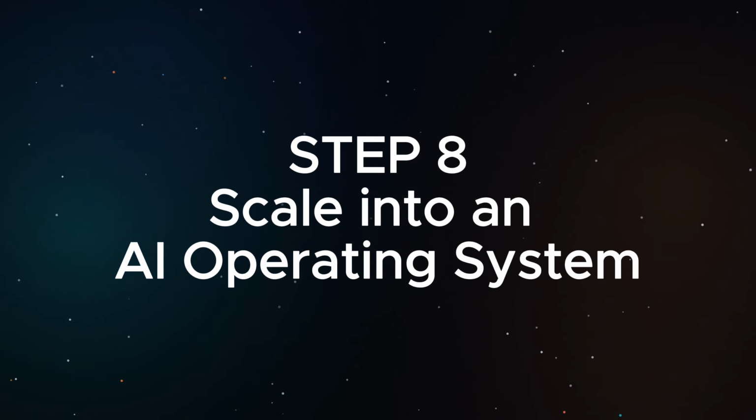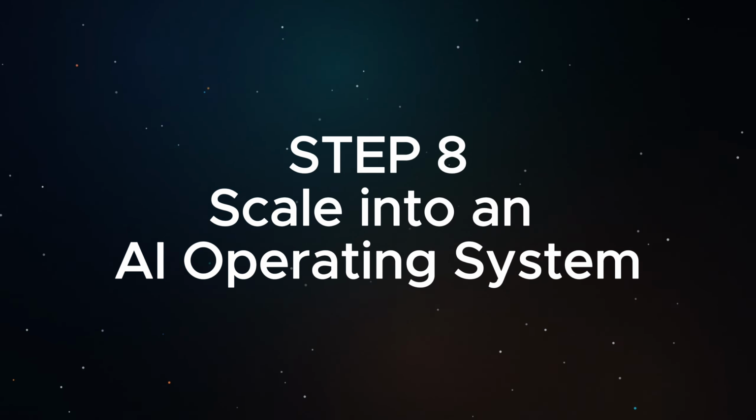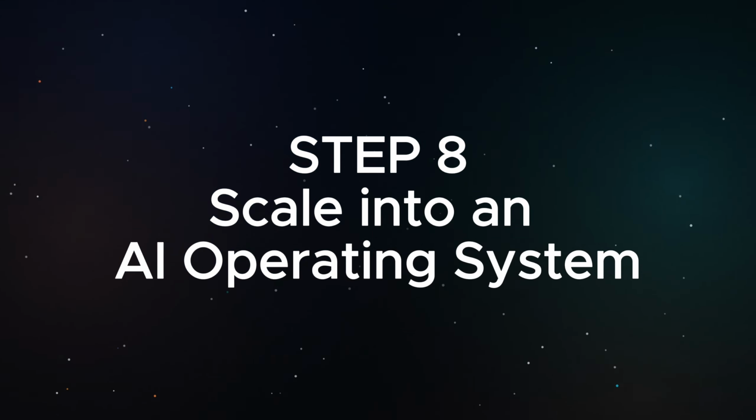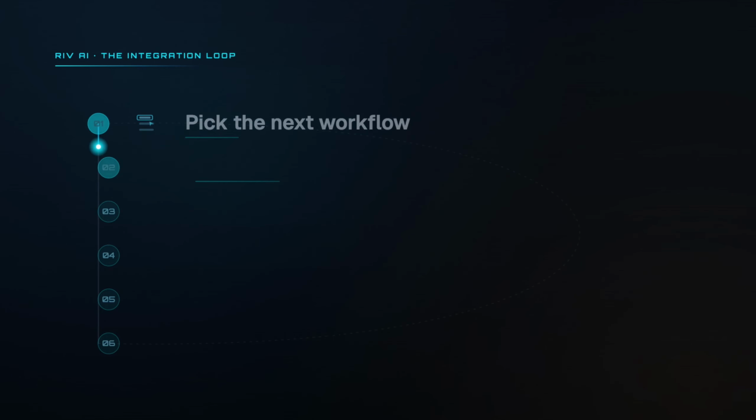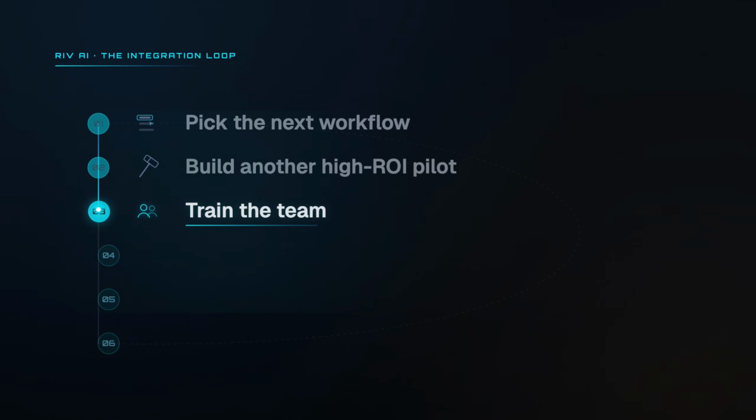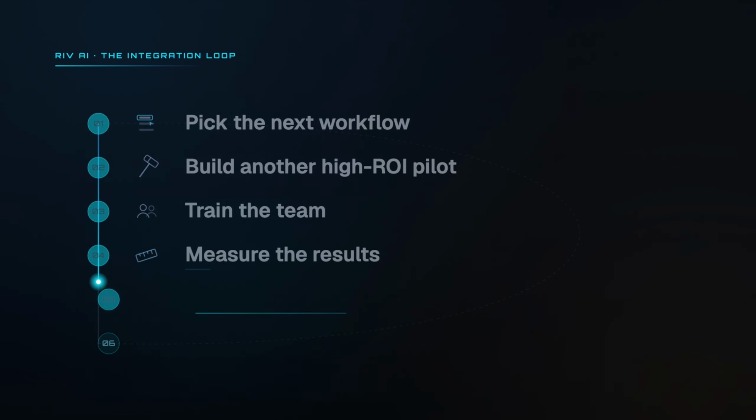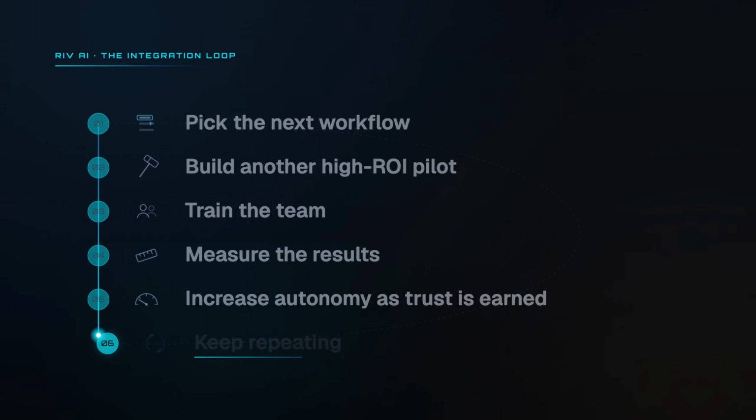And finally, step 8 is to scale into an AI operating system. Once the first workflow is live, your team is trained, your policy is in place, and your evals are telling you the system is actually working, now you just repeat the process. Pick the next workflow, build another high ROI pilot, train the team, measure the results, increase autonomy only when trust is earned, and keep repeating.